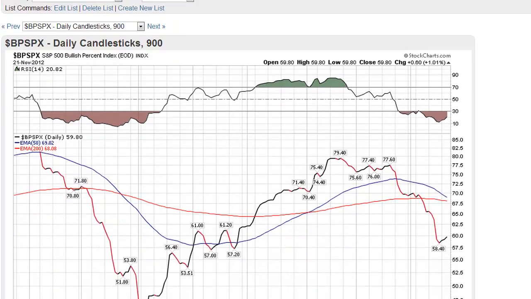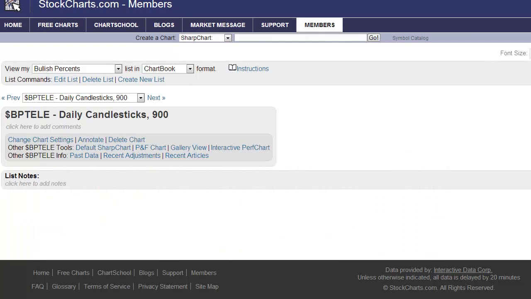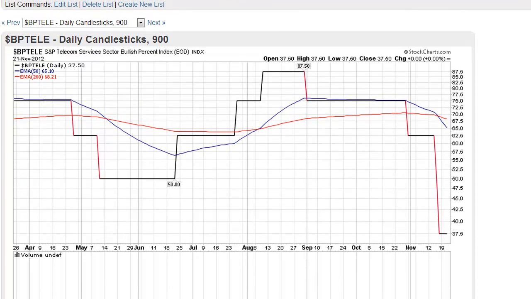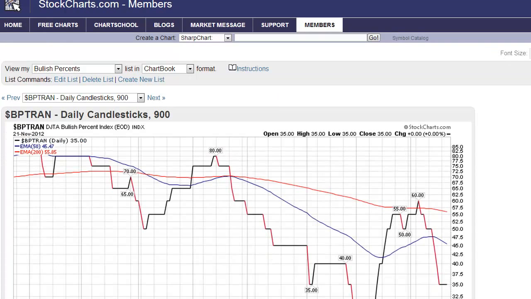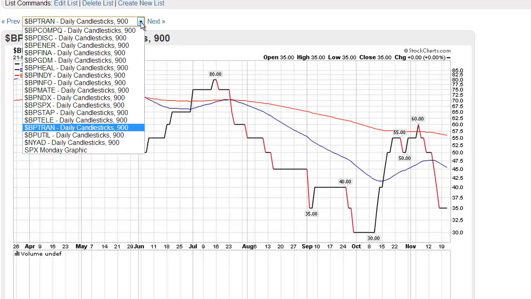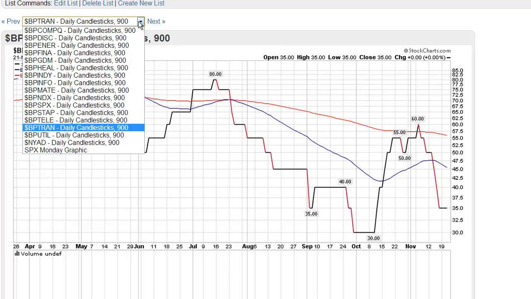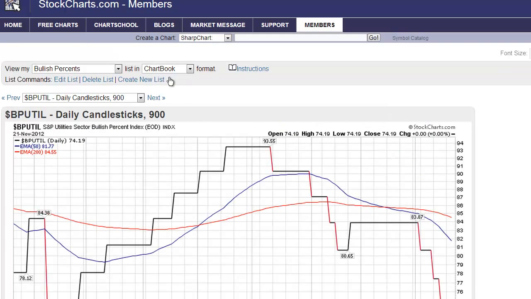The SPX had a nice move off of that low at 58.40, so the bullish percentage is starting to move in the other direction. Staples, remember we talked about how oversold this got. We're flattening out now. I'd like to see a move higher to start looking at that sector for some possible buys. Transportation, notice the inverted head and shoulders, and we're flattening out at 35. We're way oversold, so we should start moving higher on the transportation stocks. My favorite is JBHT, JB Hunt. Utilities, 74 and flattening.